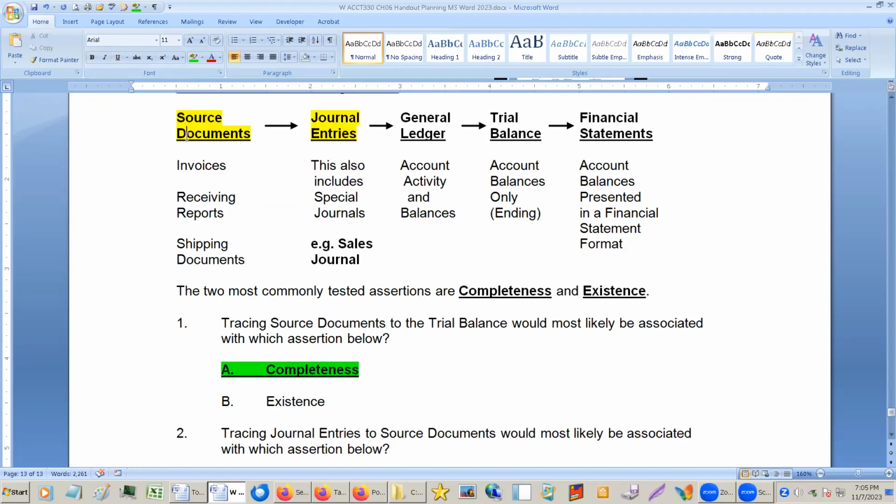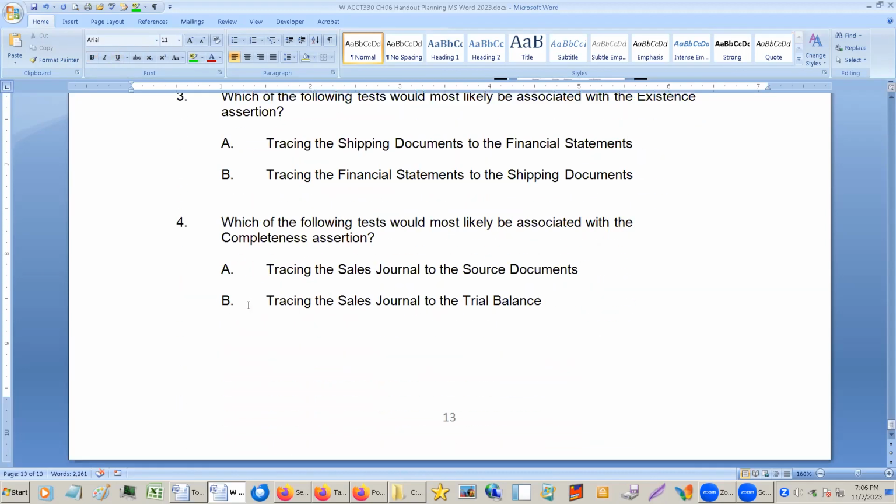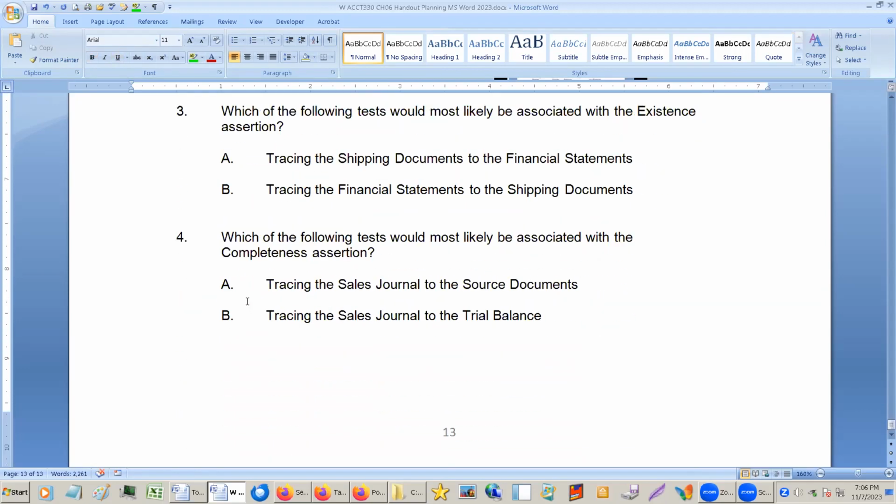So when you're going backwards, you're kind of looking to see if it exists. Okay, so going forward, you're seeing that everything is included. Going backwards, if you have something up here, do you have support for it back here? Does it exactly exist?